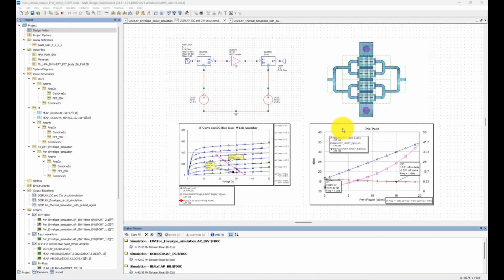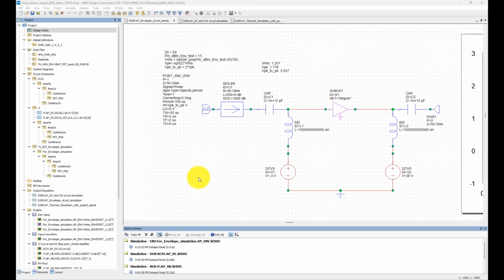There's the bias point. This graph, P in versus P out, shows the results of a conventional harmonic balance analysis for a continuous 1 GHz sine wave stimulus. Plotted are power out, power gain, and power added efficiency as a function of the input power.